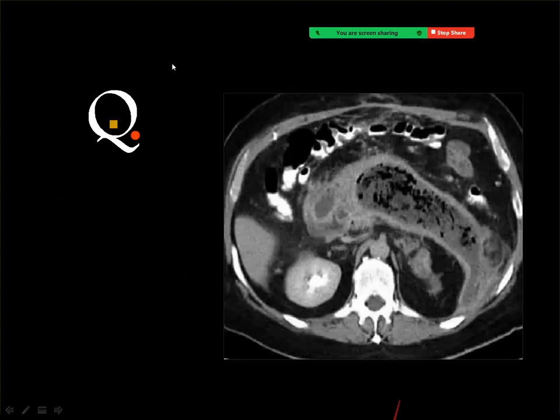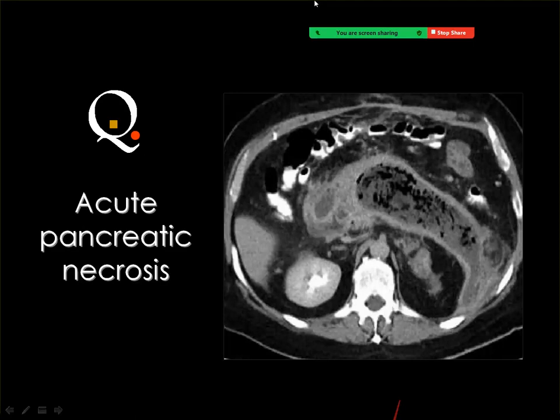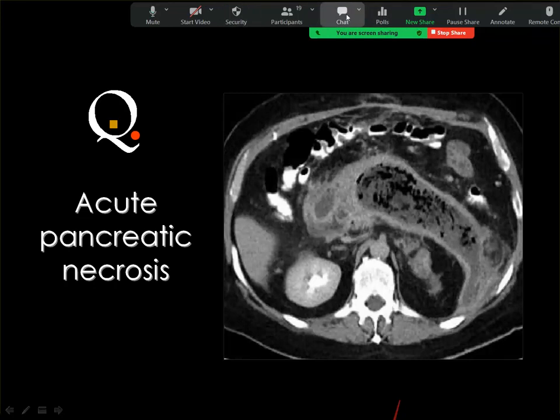Next case is an abdominal scan after oral and intravenous contrast injection. Okay, and actually, if you see that most of the pancreatic tissue has been replaced by a big mass containing air, this is a diagnosis of either pancreatic abscess or acute pancreatic necrosis.